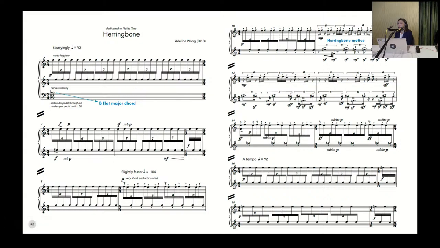And the B flat major chord that I used at the ending just now, it's here, but you don't really hear it until the next page, because it's using the sostenuto pedal to get the overtones to sound. So, here we go.